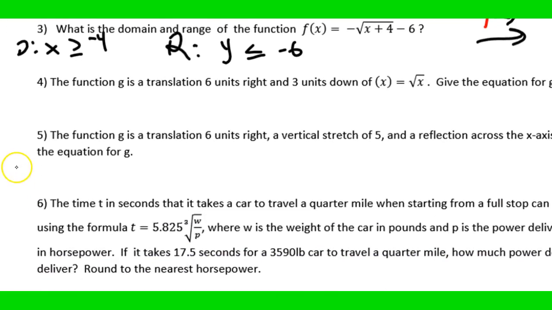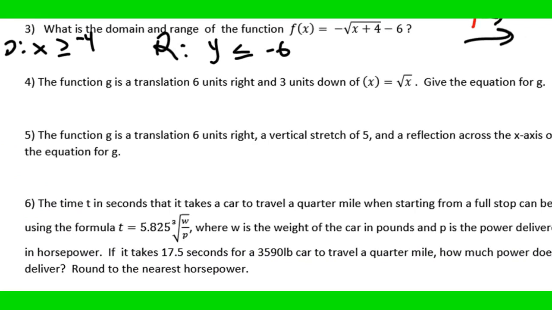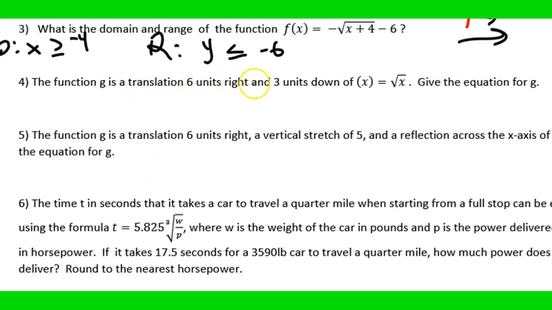Number 4 tells us the function g is a translation 6 units right, 3 units down of the function square root of x. Give the equation. So, man, this is just like we did in class. You have the square root of x. We're going to translate this function 6 units right. So remember the rule: you're going to go right 6, so you're going to go -6. And then to go 3 units down outside the radical, you go -3. So here's our function, g of x.